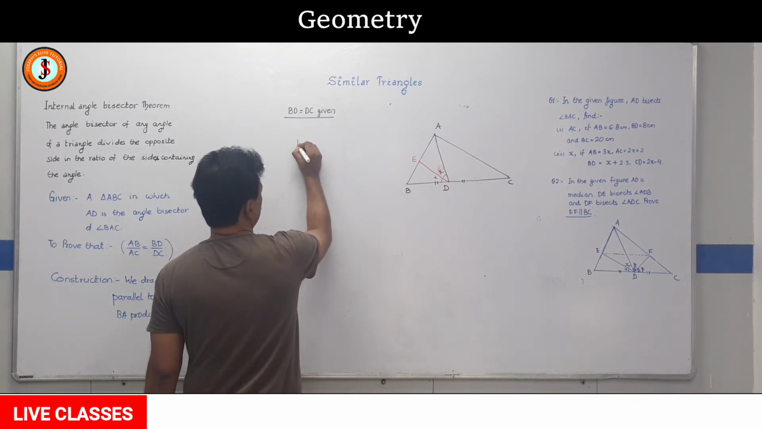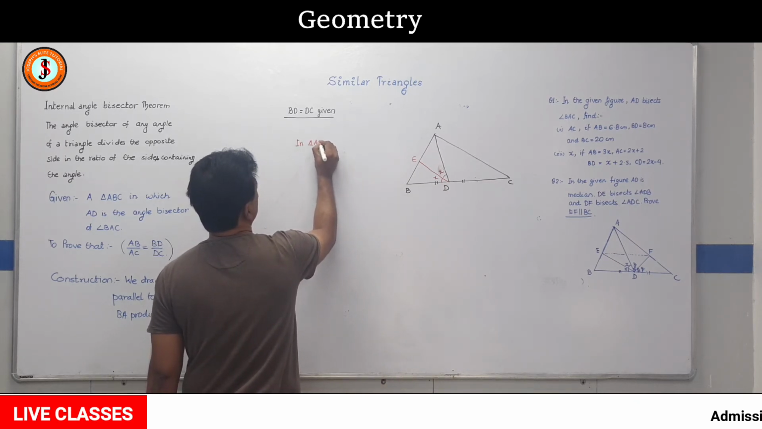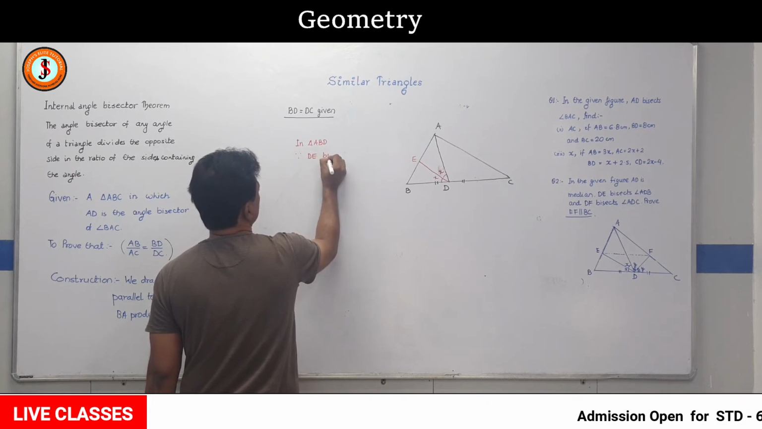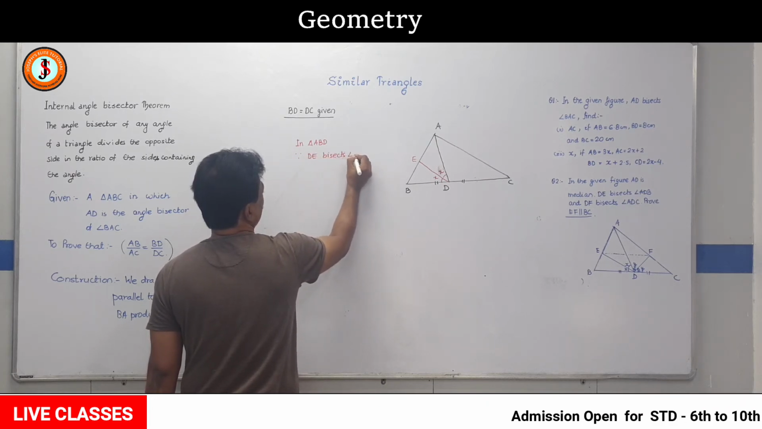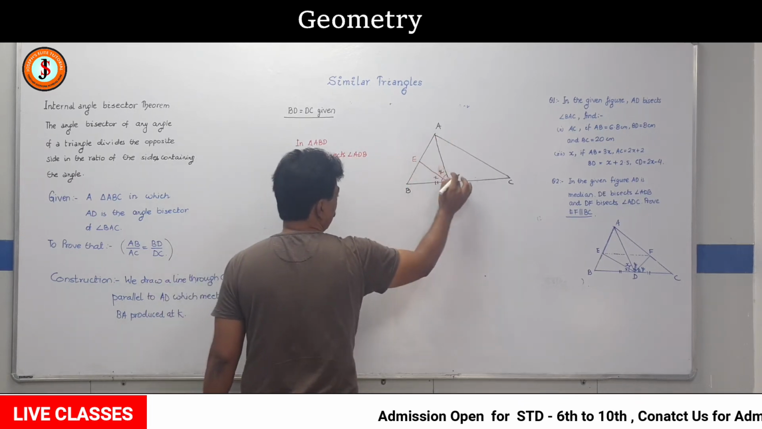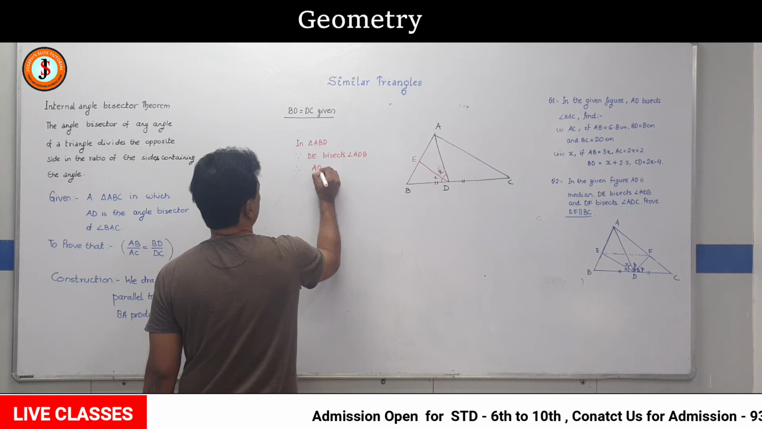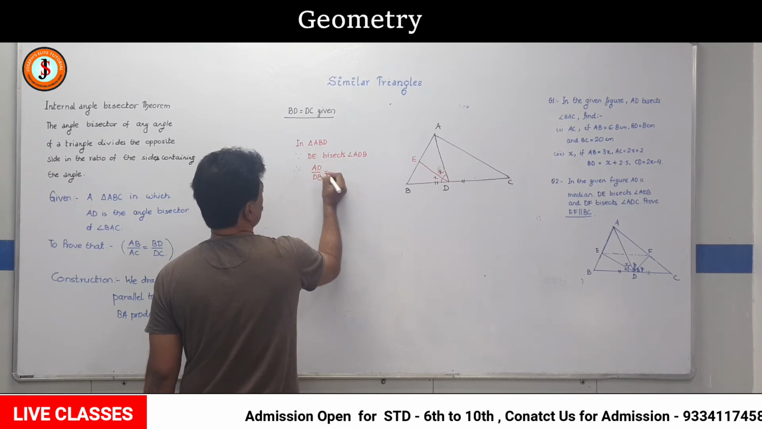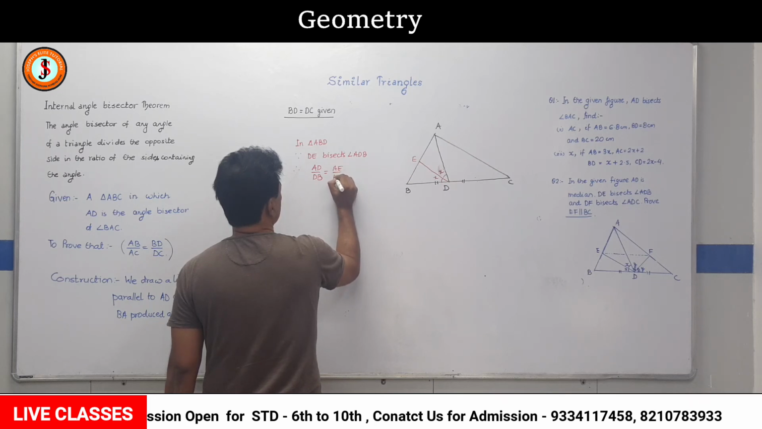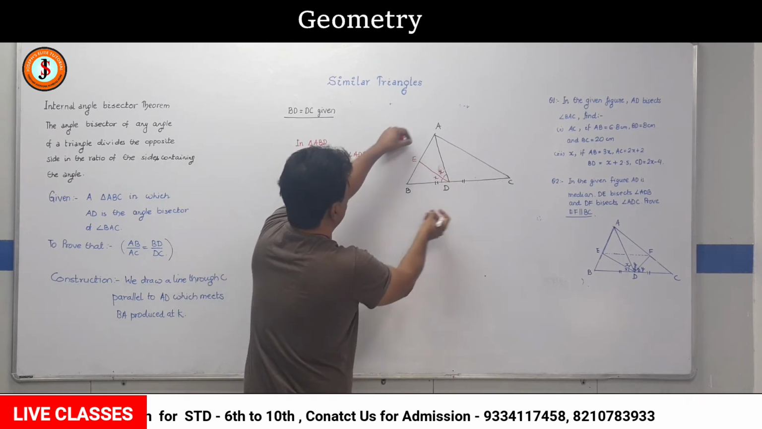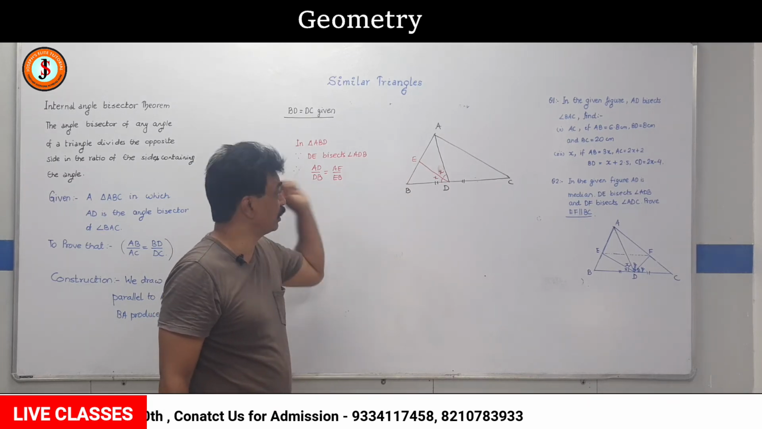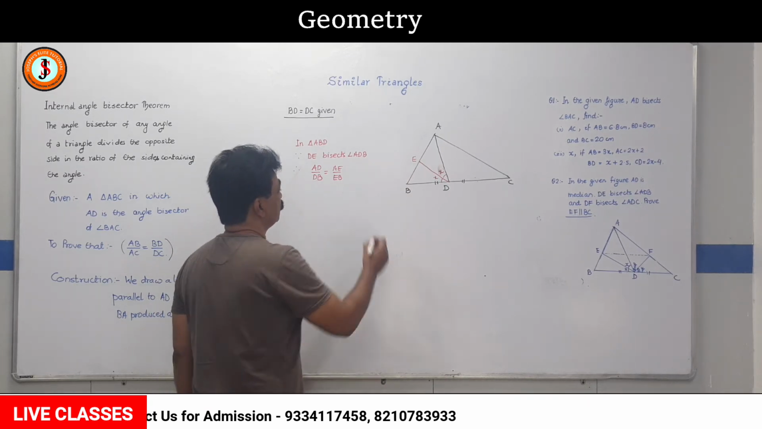In triangle ABD, since DE bisects angle ADB, therefore AD by DB is equal to AE by EB. Just have a look. You can rotate your copy, then you will get this in this shape, the angle bisector. So the angle bisector theorem which we learned. So this is equation 1.